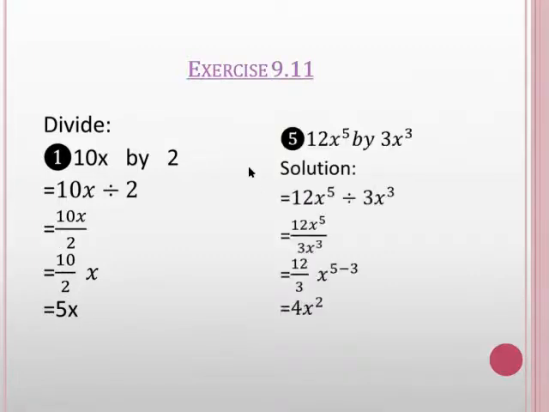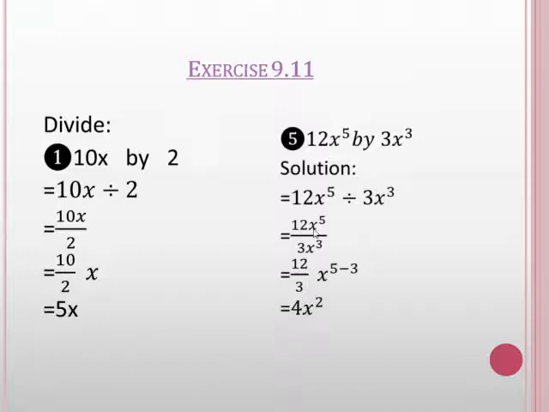Second question, the same exercise, question number 5: 12x^5 is divided by 3x cube. Both are like terms. Okay, here we have the solution. 12x^5 is divided by 3x cube. Here we write it in the form of a fraction. Firstly, we divide their coefficients, which are 12 divided by 3.